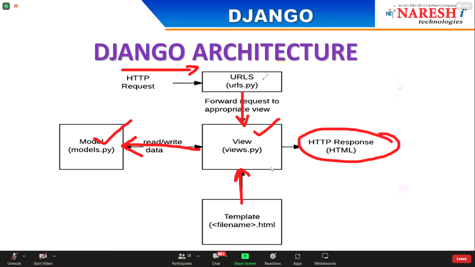So HTTP request, first level URLs, second level views, third level models, fourth level it is taking the template, and it is responding at the fifth level. Are you following Django architecture, everyone? This total architecture you need to understand.